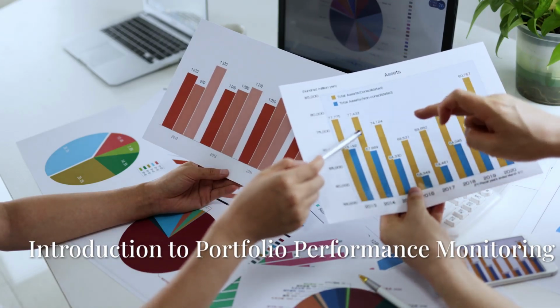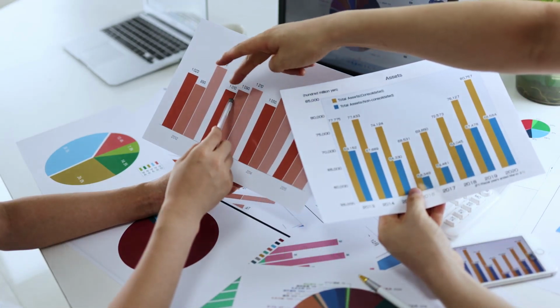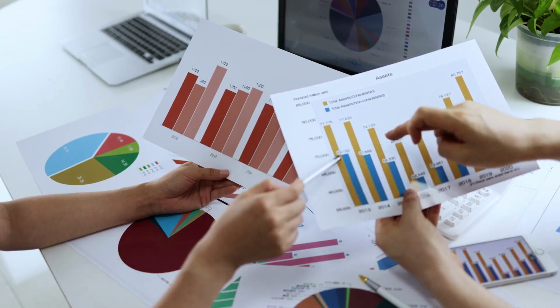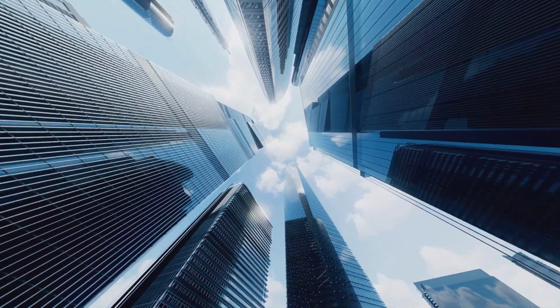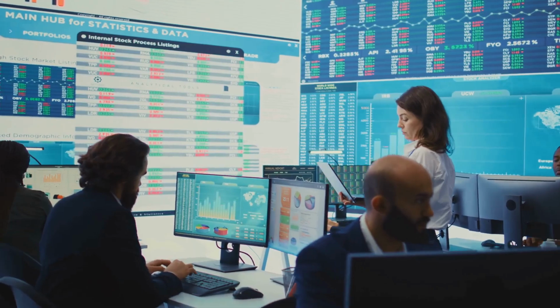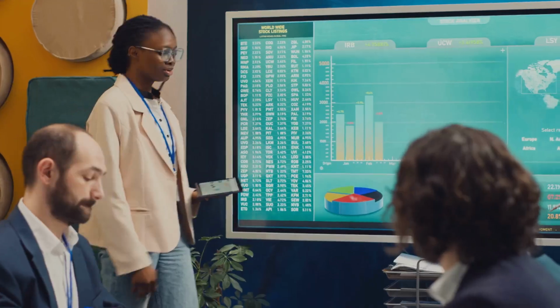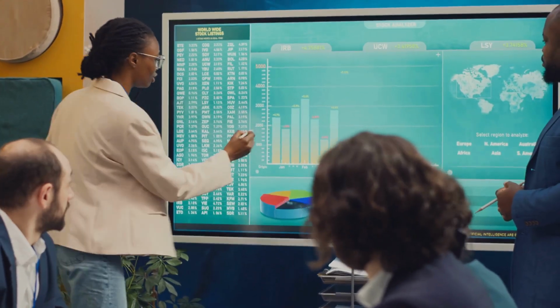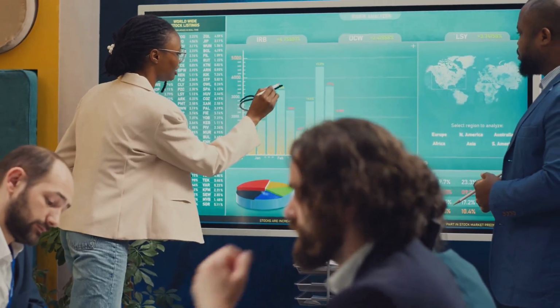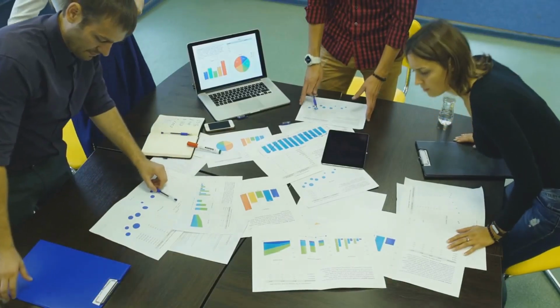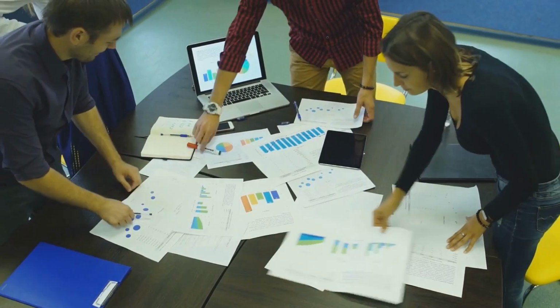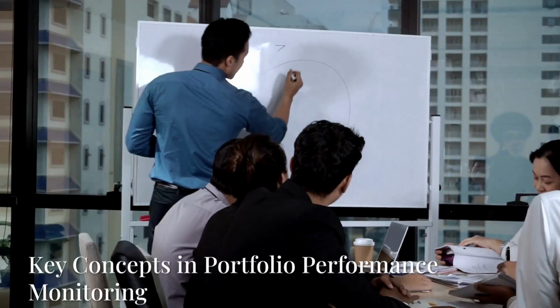Regularly monitoring and reviewing portfolio performance is critical to achieving your investment objectives, maintaining the right risk levels, and adapting to ever-changing market conditions. Evaluating key performance metrics really helps investors spot underperforming assets, optimize their asset allocations, and make informed decisions that can improve overall portfolio performance.